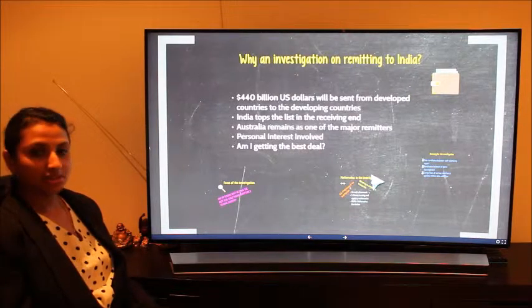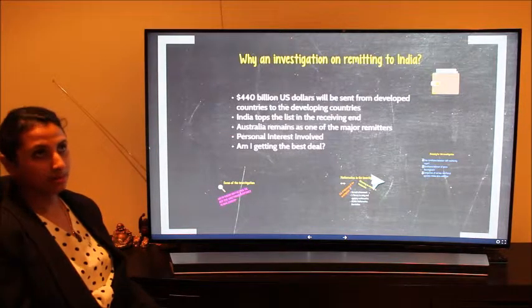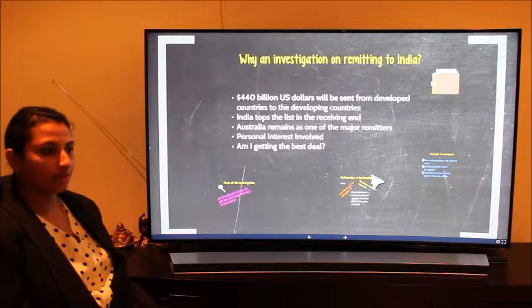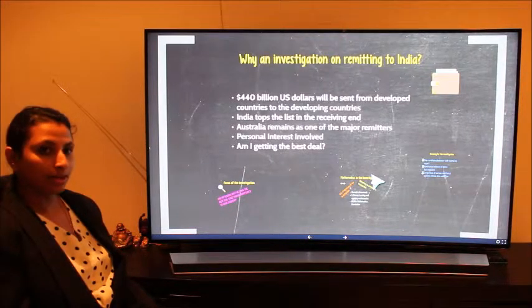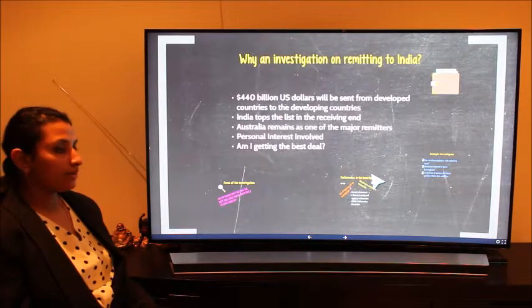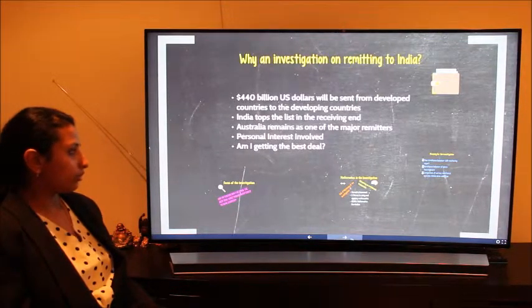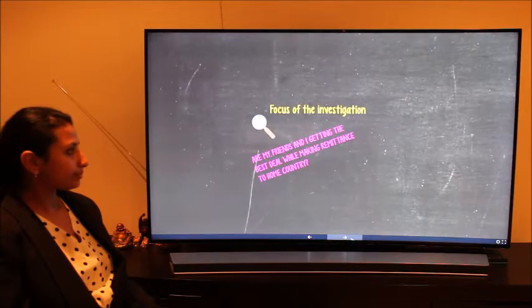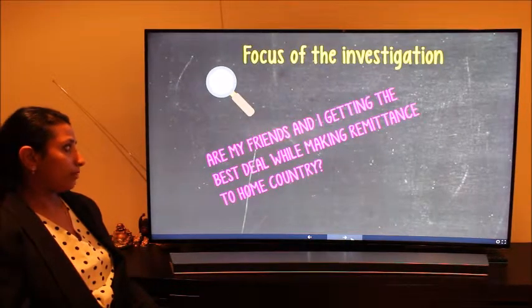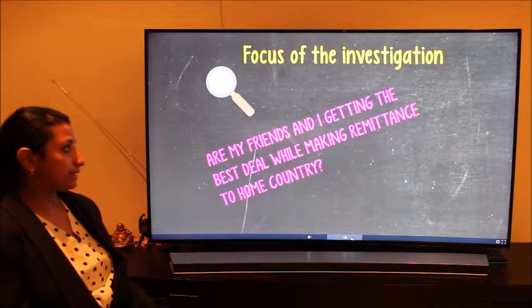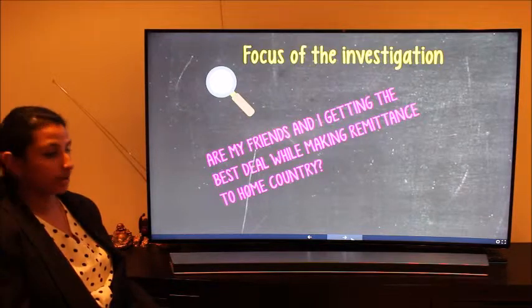I have a personal agenda too because I am a very regular remitter, and I have so many friends who make regular remittances to India. We are always left wondering if we are getting the best deal. So this will be the major focus of the investigation. Are my friends and I getting the best deal while making remittances to our home country?